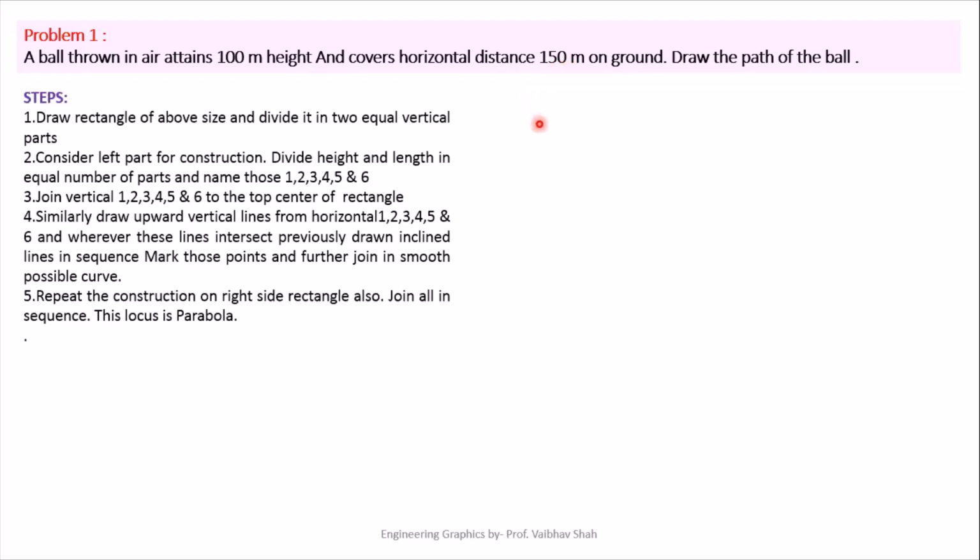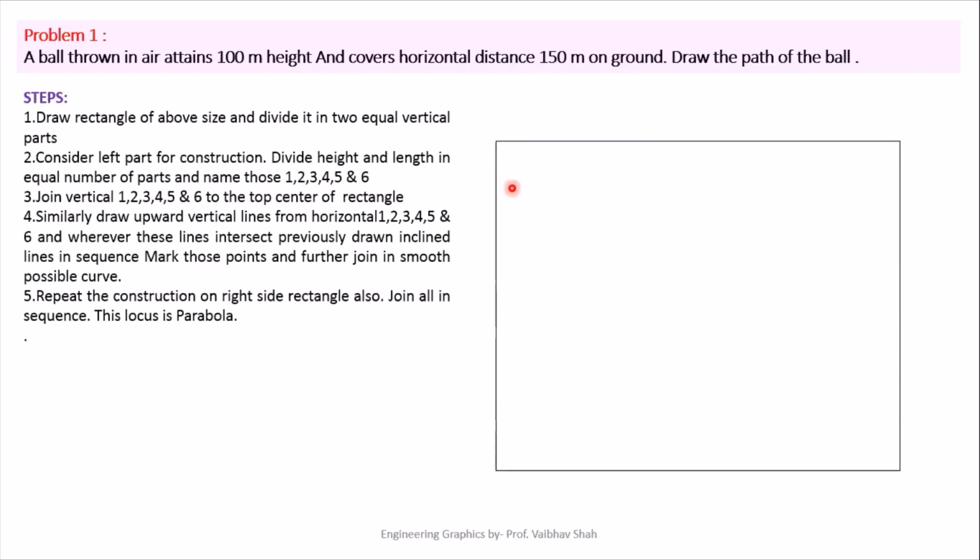So let us construct first one rectangle with the given height and the distance on the ground, which is 150 mm. So we'll be constructing one rectangle of 150 by 100 mm. So let us construct one rectangle which shows this is a total 150 mm horizontal distance, 150 meter or 150 mm you can take, and this is a vertical height which is of 100 meter, or you can take in your scale 100 mm.